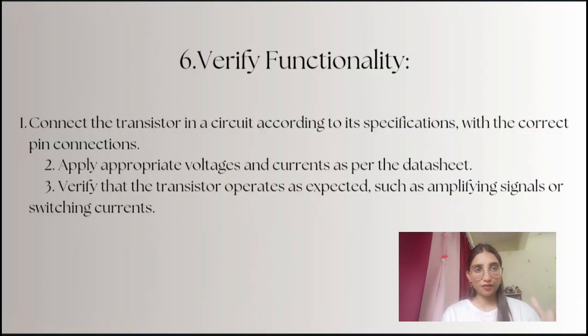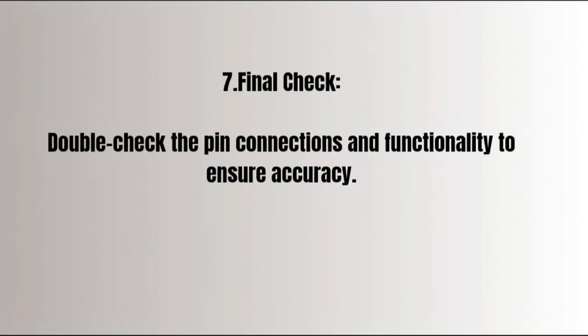Next is to verify the functionality. So firstly, we have to connect the transistor in a circuit according to its specification with the correct pin connections. Second is to apply appropriate voltages and currents as per the data sheet. And third is to verify that the transistor operates as expected, such as amplifying signals or switching currents.